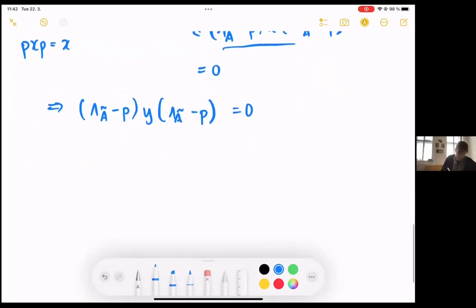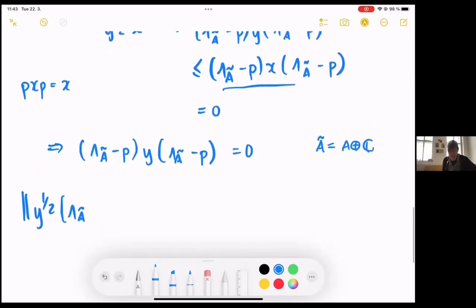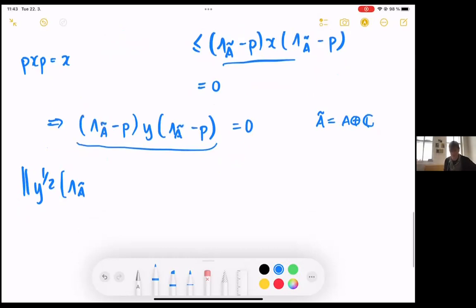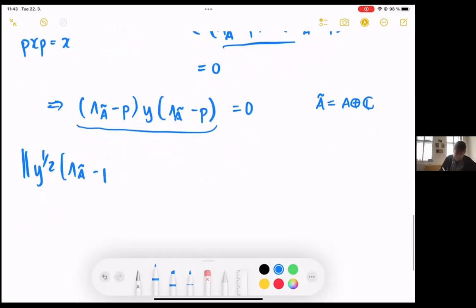So we can now show that Y to the half times 1 minus P is 0. Oh, by the way, just recall that A tilde is the unitization. So we haven't assumed that there's a unit in A, but note that all of this is still happening in A itself. So we're allowed to do this. So let's see what this is.